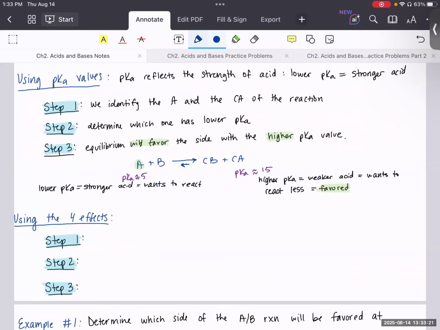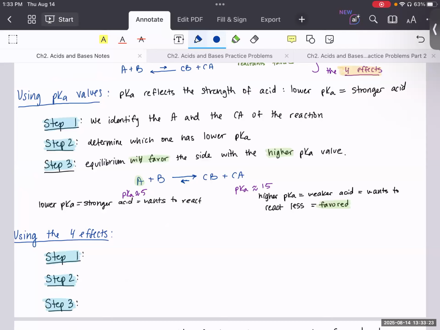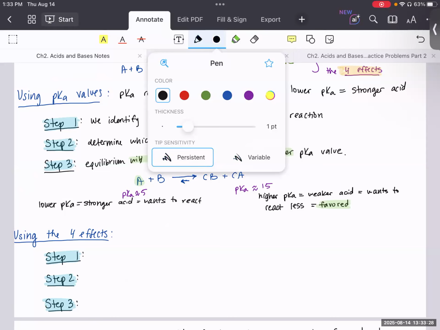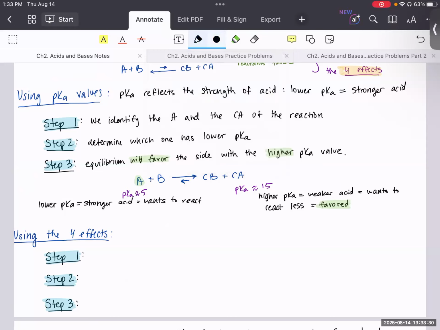All right, so that's one way. So for this, again, you would need to know the pKa values. You would have to look them up in a chart or be given them to you. All right, this next method is going to use those 4 effects.